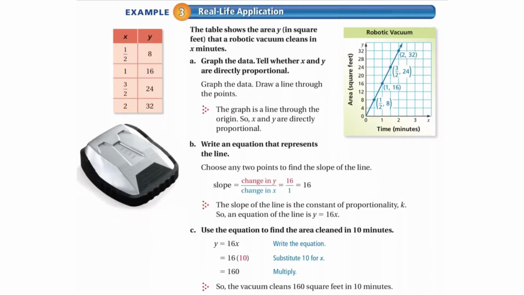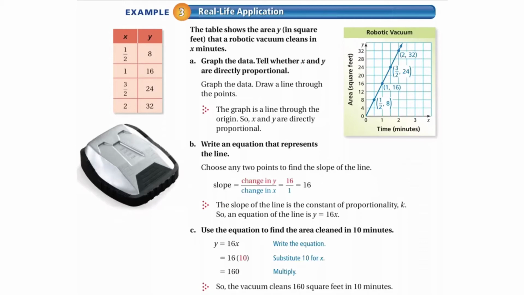Example 3 here is a real-life application, and it says the table shows the area, that's y, in square feet, that a robotic vacuum cleans in x minutes. So the first thing they did is they took that table and they graphed it. That's the green graph on the right. The y, that's up and down, is area in square feet, and the x, that's the time in minutes along the bottom. Graph the data and draw a line through the points. They did that. The graph is a straight line that goes through the origin. So yes, x and y are directly proportional.